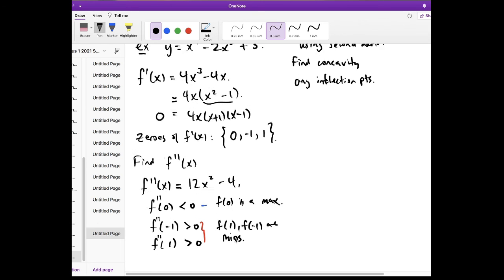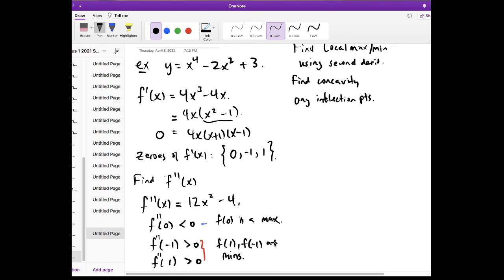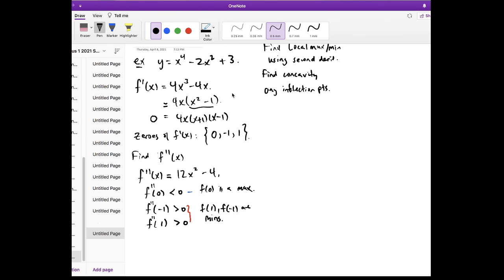Okay, what is the max? Just plug it into the original, right? So f of 0 is equal to 3. F of 1 is equal to 1 minus 2 plus 3, which is 2. And f of -1 is the same thing, right? Equal to 2. Okay. So any questions on this?